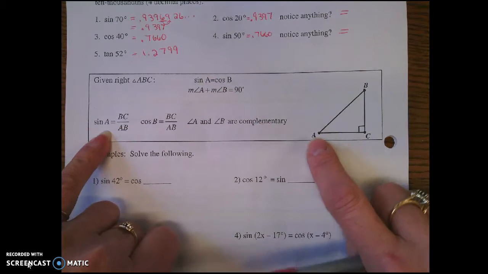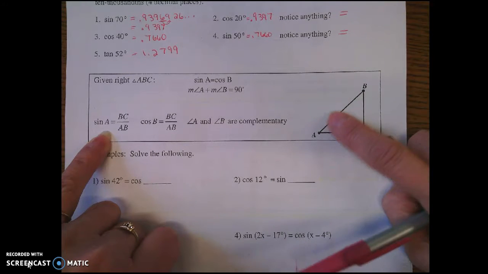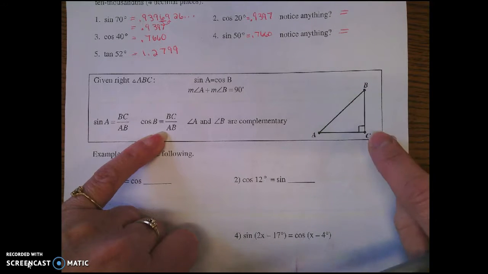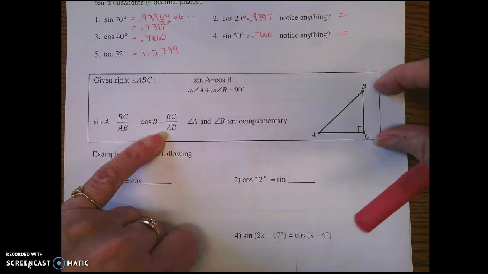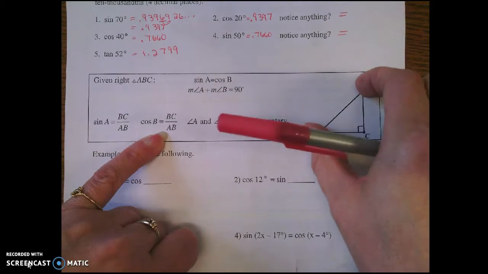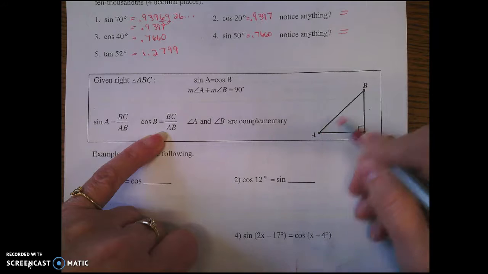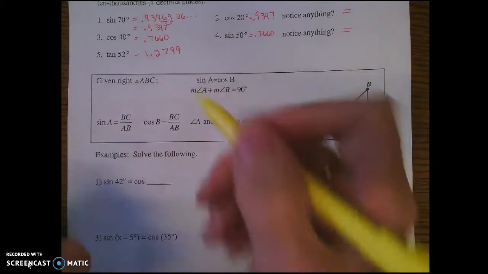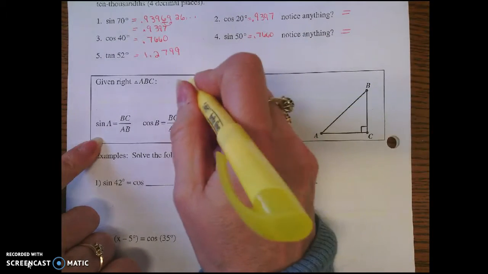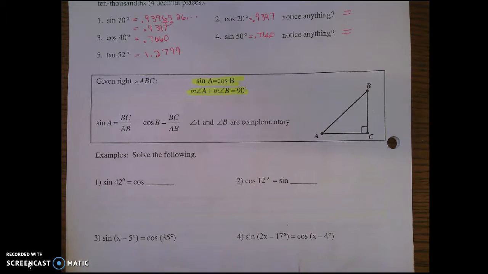Here's why. If you do sine of angle A, here's my opposite, here's my hypotenuse. But if you then do the cosine of angle B, cosine is adjacent, that's this side BC, over the hypotenuse AB. Remember, your opposite and adjacent switch depending on which angle you're looking at. So this is asked all the time. When does sine equal cosine? It's when the angles add up to 90. They have to be complementary.